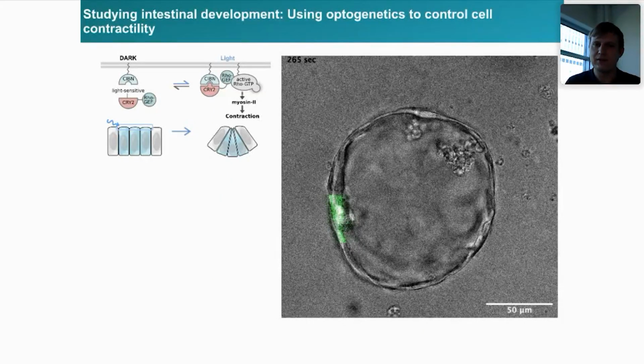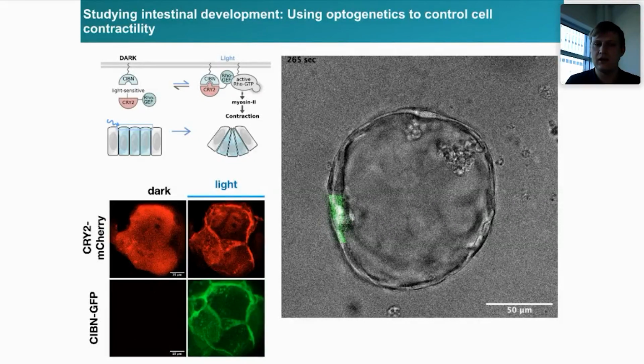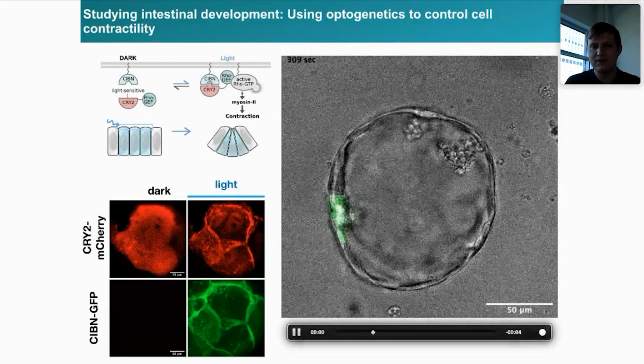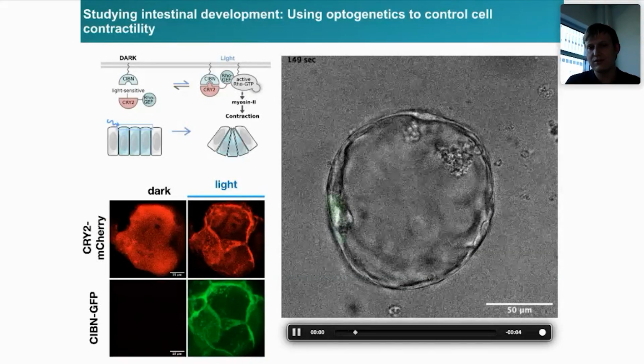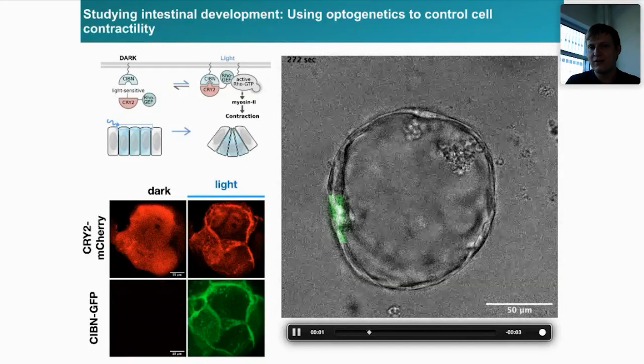Basically, the system allows me to enforce a protein interaction, which is based on the translocation of a protein that is in the cytoplasm in the dark and translocates to the plasma membrane in the light. And at the plasma membrane, it gets active and activates myosin. And that allows me to do an interesting set of experiments. You see here a region that turns green on the left. And as it turns green, as I shine blue light on these organoids, the organoids constrict.